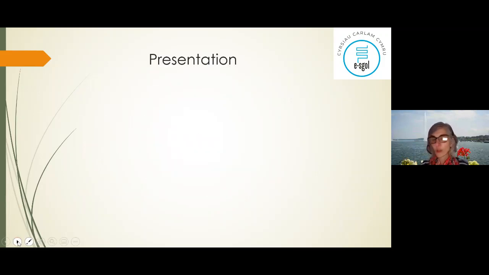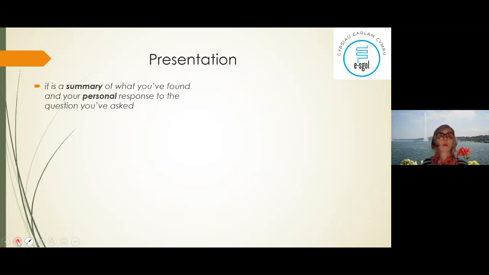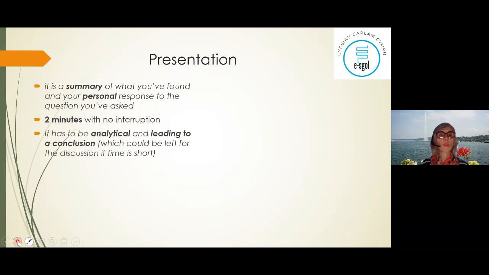So then the presentation itself. The presentation is a summary of what you found and your personal response to the question you have asked. So it's a link between the sources and the opinion you've got on them. It will last 2 minutes with no interruption. Those 2 minutes are why it's good to learn your presentation by heart, because you can show off, you practice your pronunciation and you recite, in a way. So it's easy, 2 minutes with no interruption.